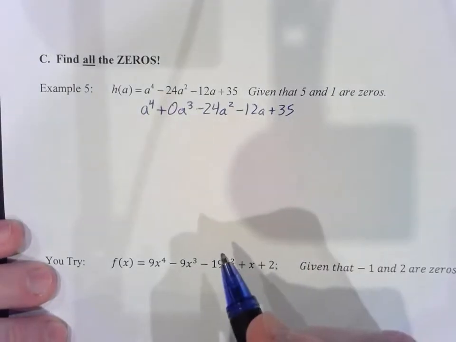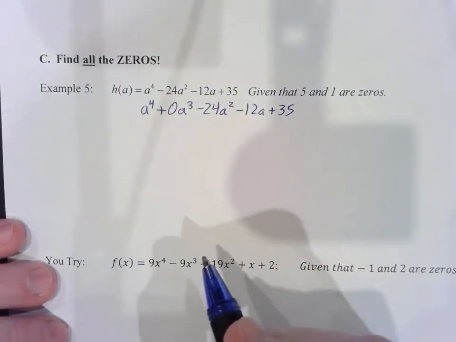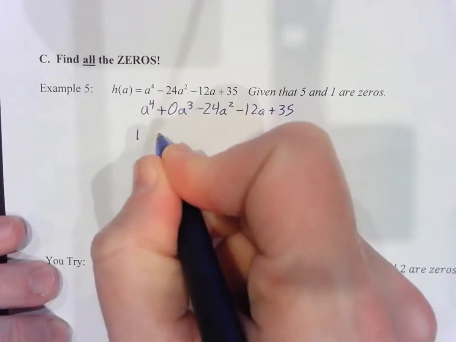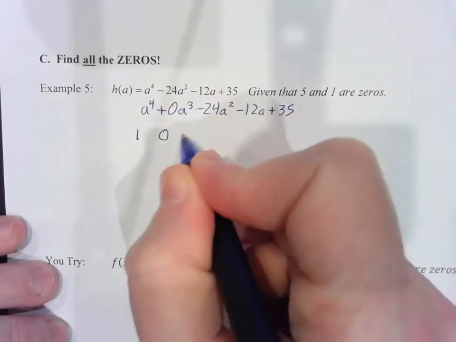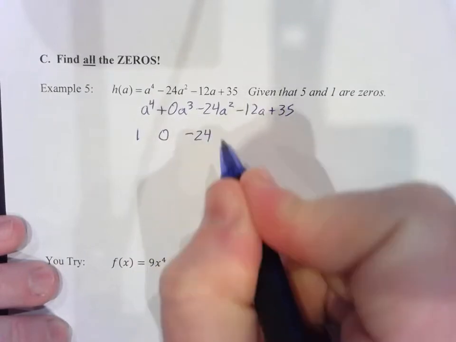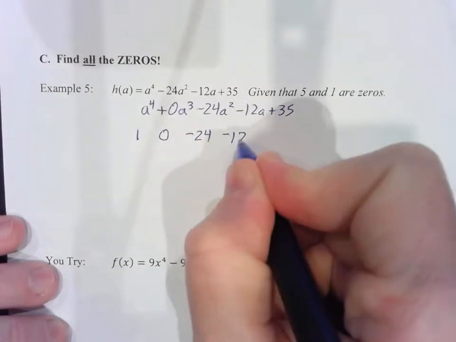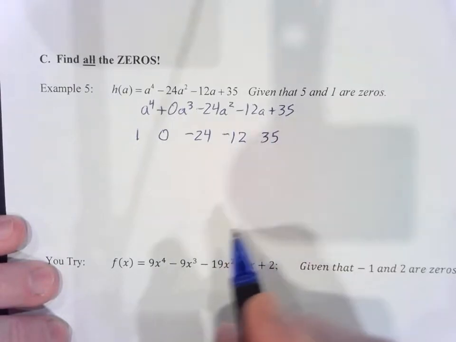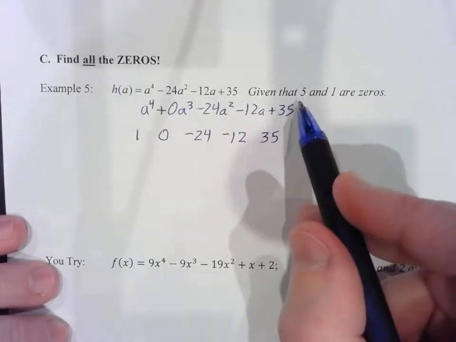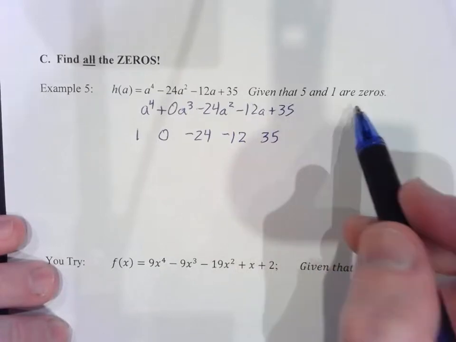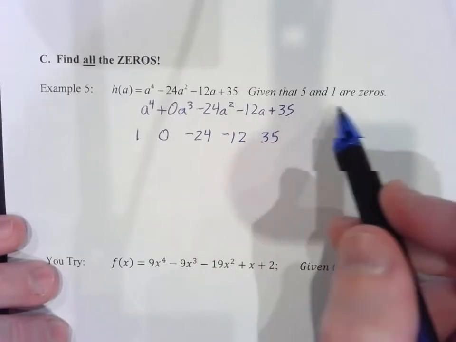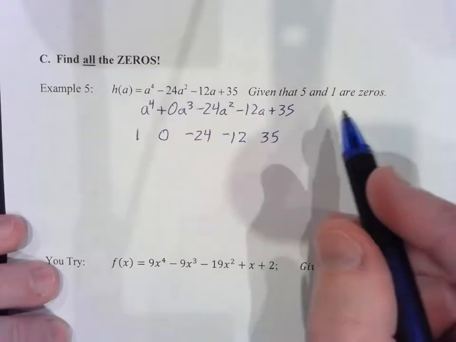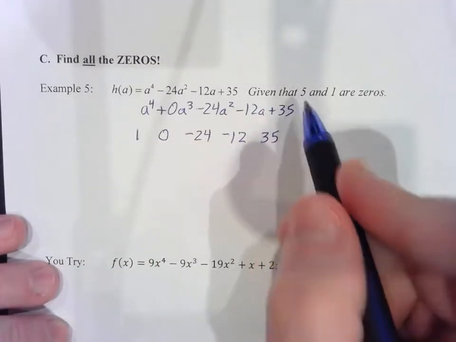So now we want to take the coefficients of each of those terms. A to the 4th is 1, a to the 3rd is 0, a squared is negative 24, a is negative 12, and the constant is 35. Now we are given that both 5 and 1 are zeros. So let's choose one of those. It doesn't really matter which one. So let's pick the first one here and say let's use 5.